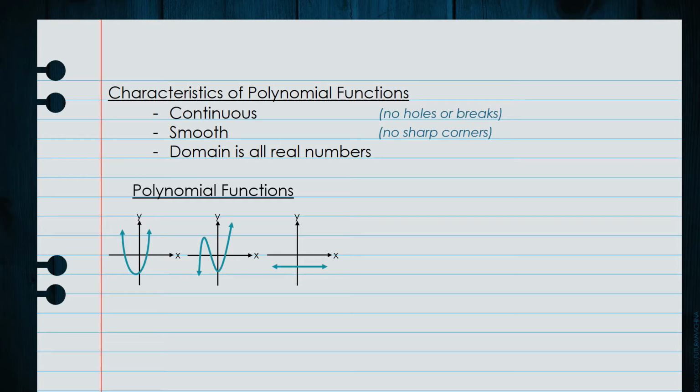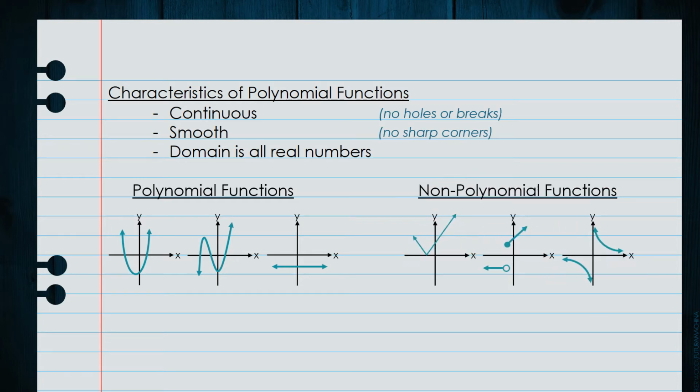Now let's look at some non-polynomial functions. In this case, if you look at the first graph, notice it has a sharp corner, which means this is considered not smooth. For the second graph, notice there is a break. You would draw the first part of the graph, pick up your pencil to relocate it to finish it, which means this is not continuous.